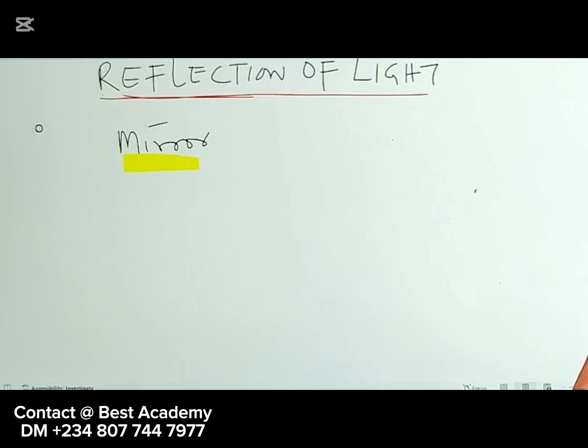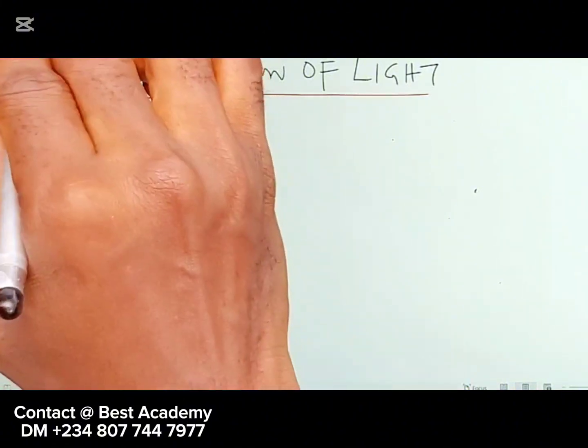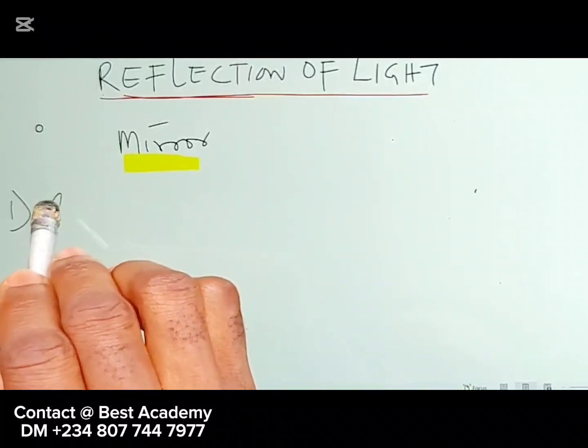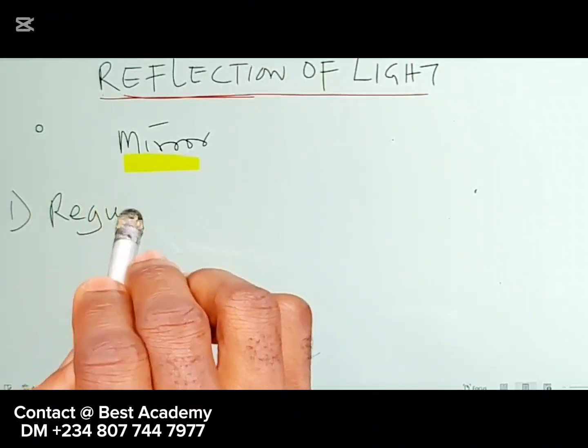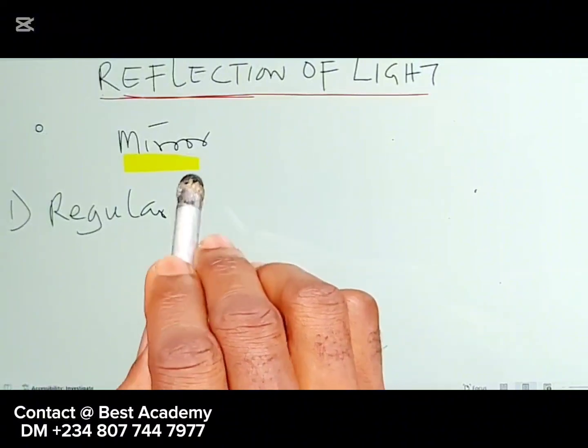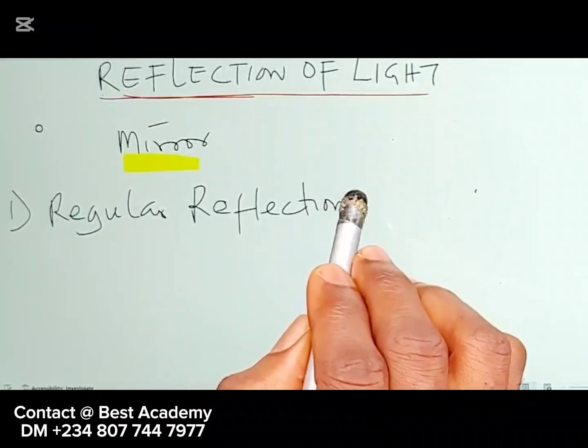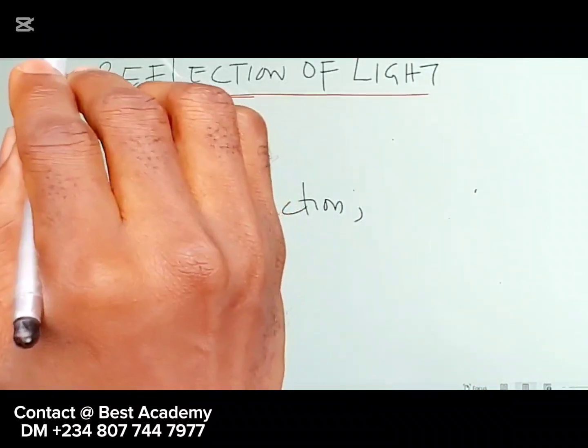Okay. So before we move into the laws of reflection and calculation on reflection, let's look into the major types of reflection. Though we have other types, we want to look into the major types. The first type of reflection is said to be regular reflection. So let's know what regular reflection is.